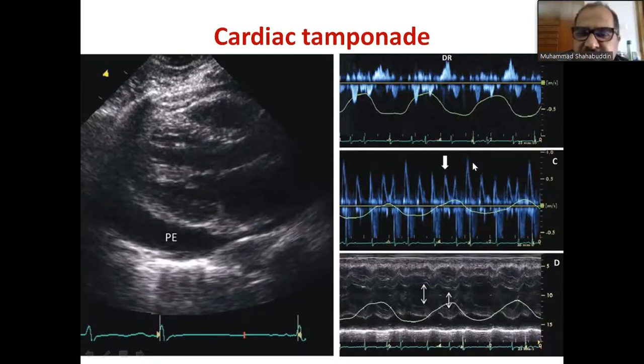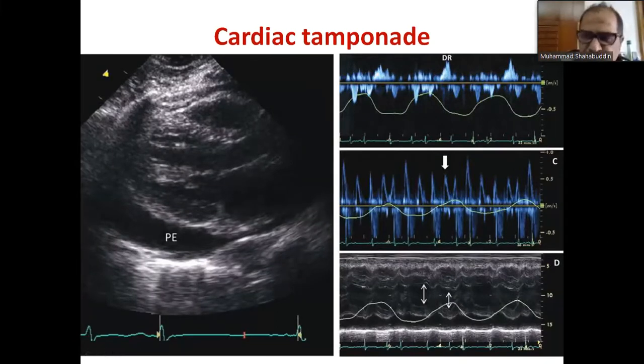There is expiratory and inspiratory variation, and there is a reverse movement of the interventricular septum, ventricular interdependence, and inferior vena cava and hepatic vein flow reversal. This is a bit complicated.